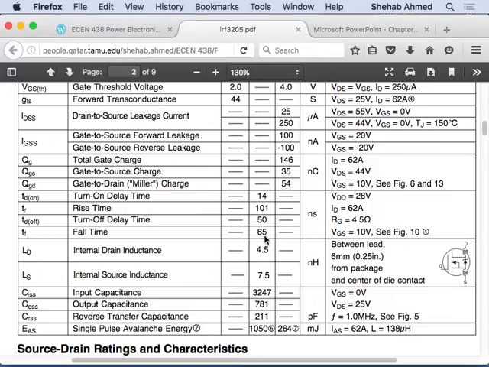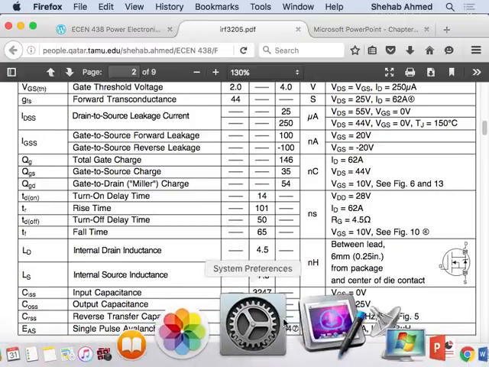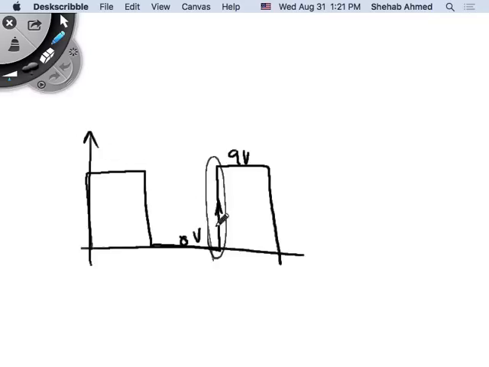So it's about 100 nanoseconds for this device. It takes 100 nanoseconds to rise, 100 nanoseconds to fall. You don't want to account for this rise and fall time. You want this rise and fall time to be a lot smaller than your period.